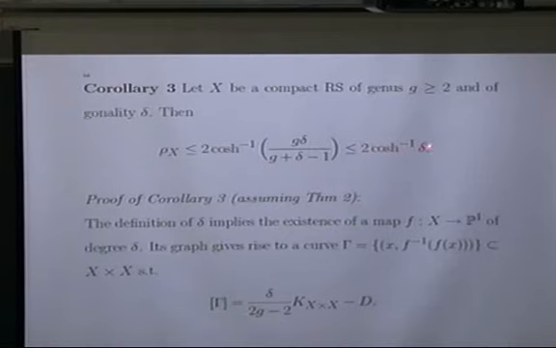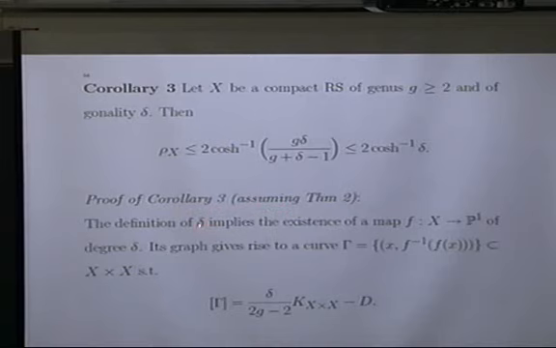Now in particular, if rho of X goes to infinity, then definitely delta of X will also have to go to infinity. In other words, if the injectivity radius gets bigger and bigger, then delta of X will also get bigger and bigger. But let me just first deduce corollary 3 from theorem 2 first. It's actually very simple.